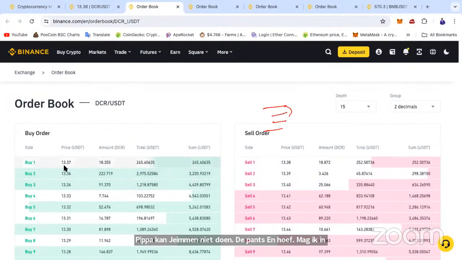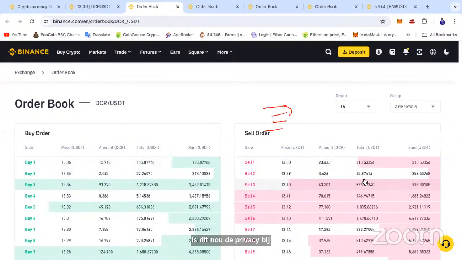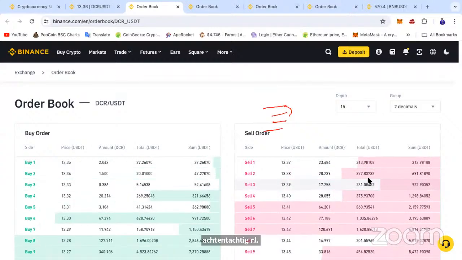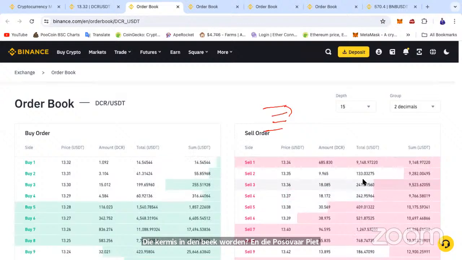You see now the price is at 1337. And the reason why the market changed is because there was a person who came in with a big sell. He came in with a big order. And because of that big order, they had all to sell off very fast.